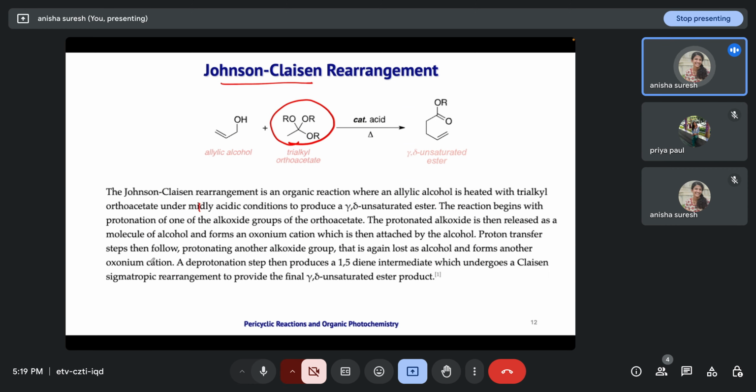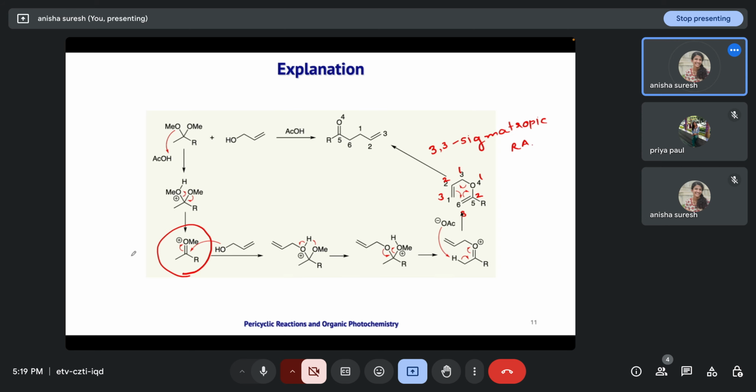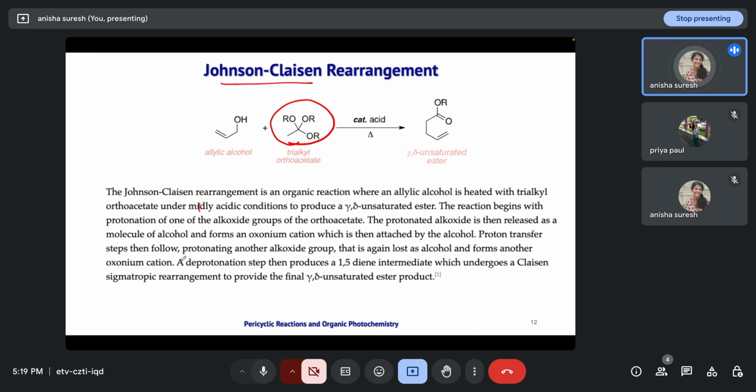Then proton transfer steps follow, protonating another alkoxide group that is then lost as alcohol and forms another oxonium cation. So here proton transfer is taking place, and one molecule of methanol is again eliminated, resulting in the formation of another oxonium cation. Then a deprotonation step produces a 1,5-diene intermediate, which undergoes a Claisen sigmatropic rearrangement to produce the final gamma, delta unsaturated ester product. So this is the mechanistic pathway that takes place in the Johnson-Claisen rearrangement. Clear?